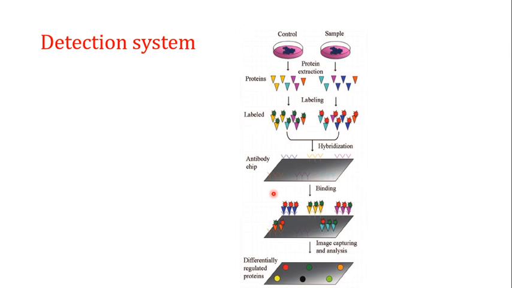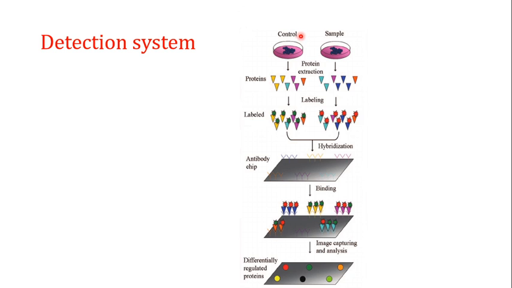If you talk about the detection system, how are you actually going to detect your desired target in the sample? Now, in this particular image, I'm showing you a comparison of how you can compare two samples by using a detection system for a protein microarray. So, for example, if this is your control and this is your sample, you are going to extract the proteins from your control, and you are also going to extract the proteins from your sample. The next thing you have to do is label them. This is the labeling system that should be different for the two samples.